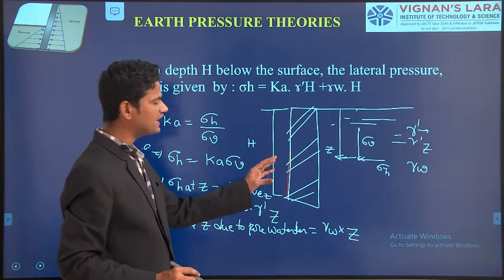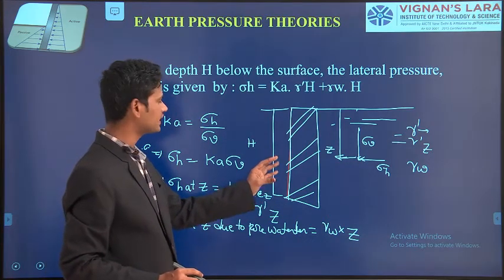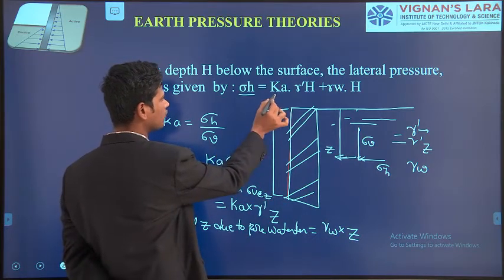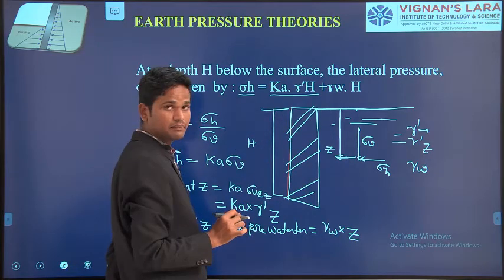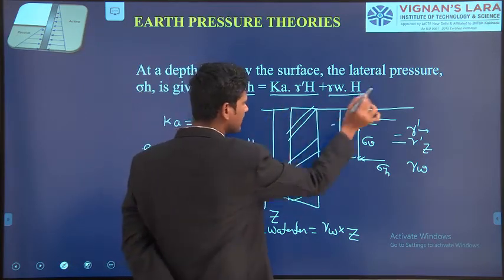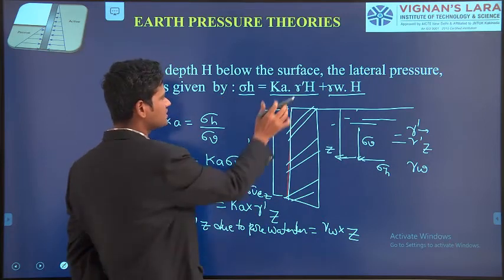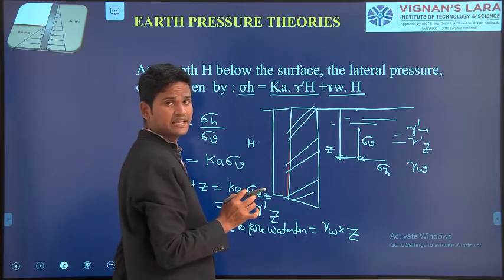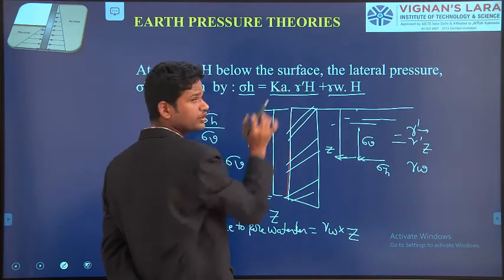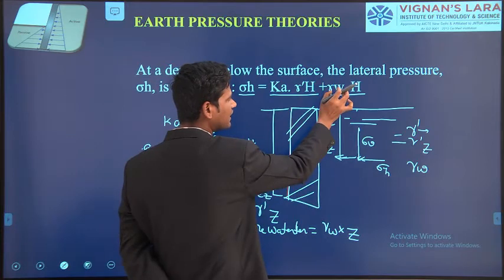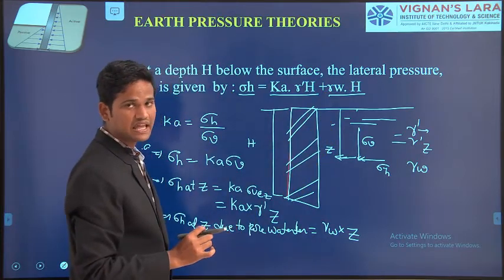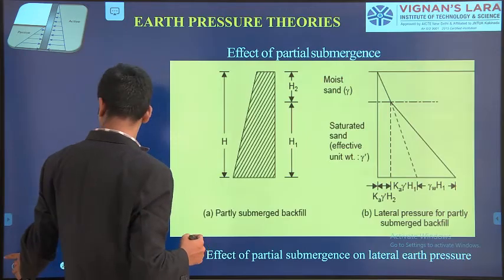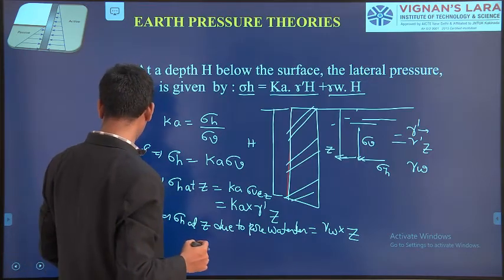Again, if you want to calculate the total horizontal pressure at the total height, sigma h equals Ka into gamma prime into h plus gamma W into h. Here Ka into gamma prime into h is due to the lateral earth pressure from the submerged unit weight of the soil mass, and gamma W into h is the lateral pressure acting due to the pore water condition. Already we have shown that diagram.